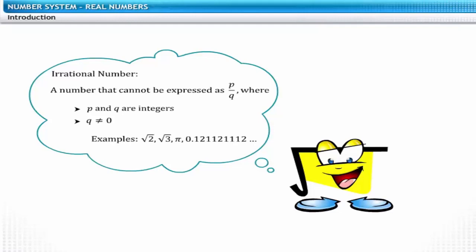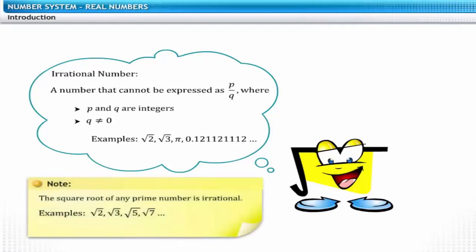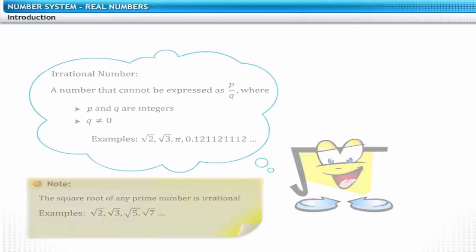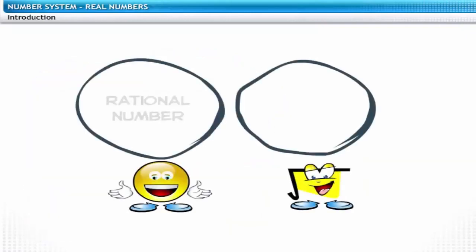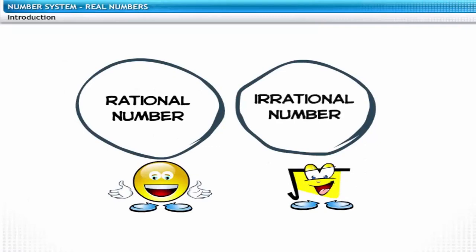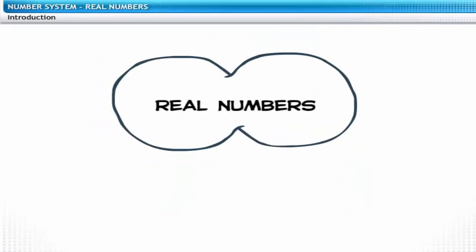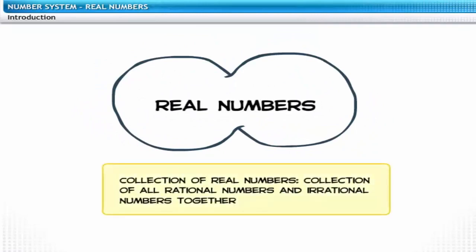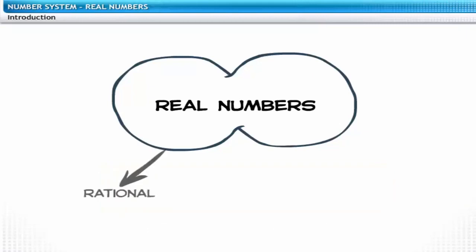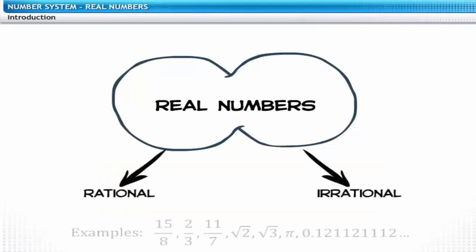Here are a few examples of irrational numbers. You note that the square root of any prime number is irrational. There are infinitely many rational and irrational numbers. The collection of all rational numbers and irrational numbers together is called the collection of real numbers. It is represented by the capital letter R. A real number is either rational or irrational. Here are examples of real numbers.